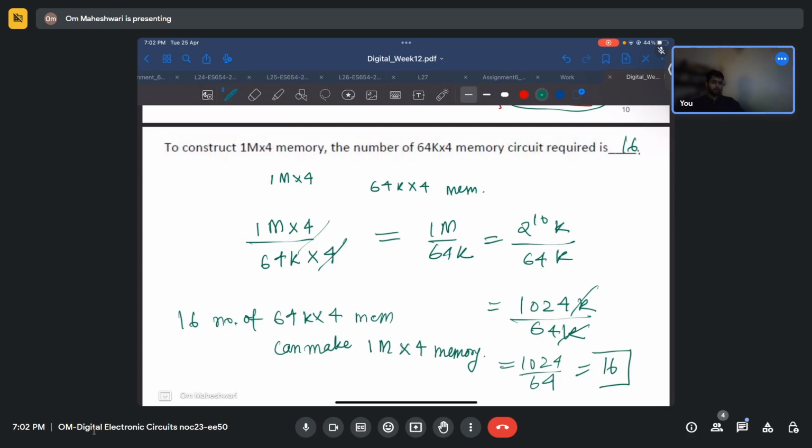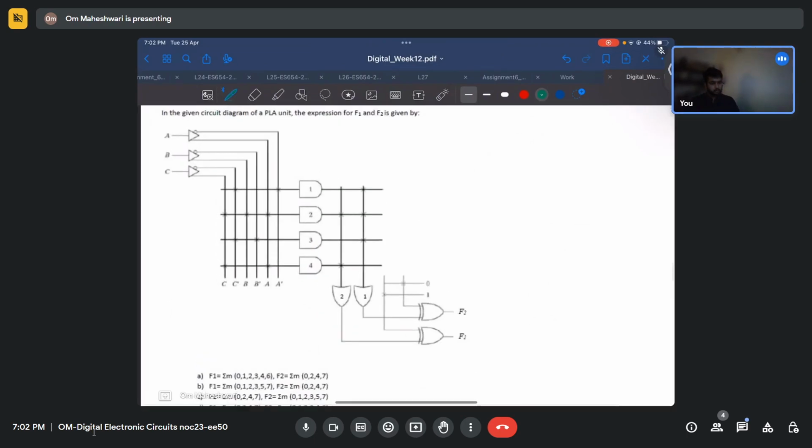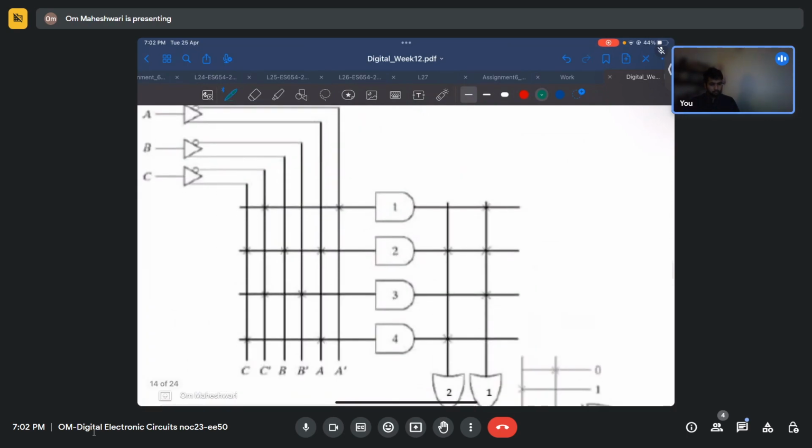Let us see the next question. In the given circuit, PLA, the expression F1 and F2 is given by. So let me edit this cross.